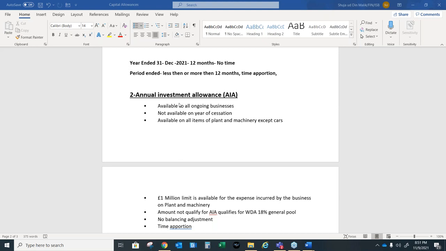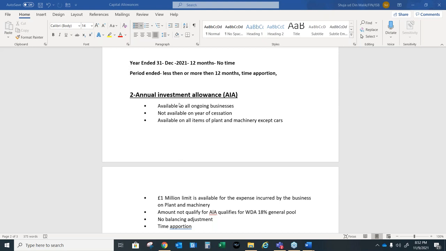So annual investment allowance may be categorized as a bait to all the struggling businesses, that they will get this much amount, like a 1 million limit every year, if they keep on doing their business. So AIA plays a very critical role, especially in corporation tax and income tax. It is the most favorite capital allowance for every individual taxpayer or corporation, as they try to maximize their expense with it. So annual investment allowance is available to all ongoing businesses, since it is given to motivate businesses to keep on doing business.